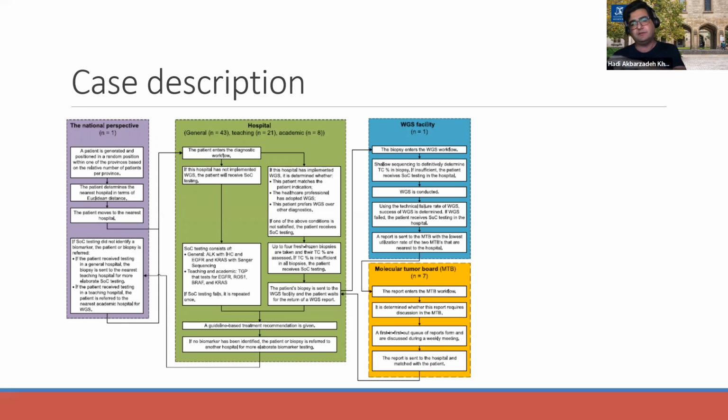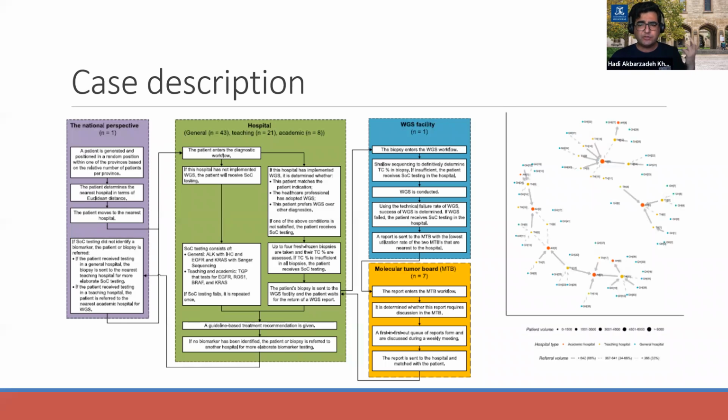If the WGS happens, then it goes to extract the data and do the diagnosis. So you can see this flow of patients toward each of these different hospitals in different situations, in different locations.